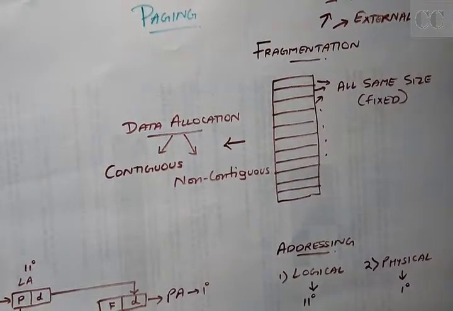Paging is a concept in operating systems which is used for reducing the access time by the CPU for accessing data from the main memory. Before we go into the concept of paging, we must know what fragmentation is.